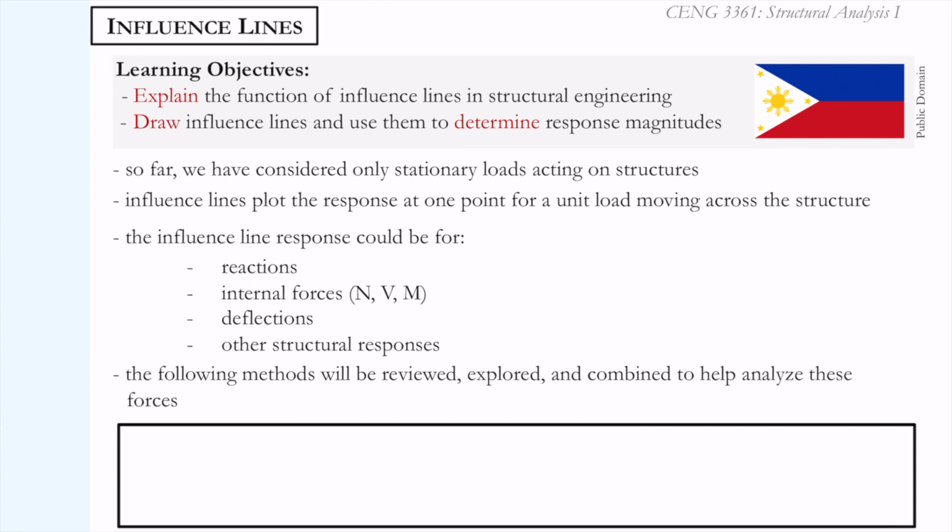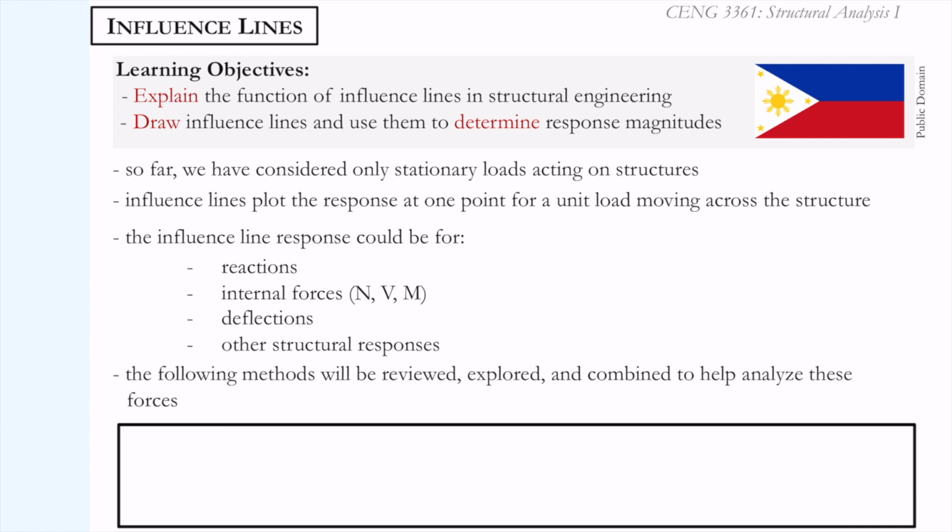All right, so today we're going to talk about influence lines. Our main learning objectives are to explain the function of influence lines in structural engineering, and to be able to draw influence lines and use them to determine response magnitudes. To date, we have considered only stationary loads acting on the structures. When we think about shear moment diagrams, they allow us to plot the response of axial force, shear, and moment at all points on a structure just due to one loading situation.